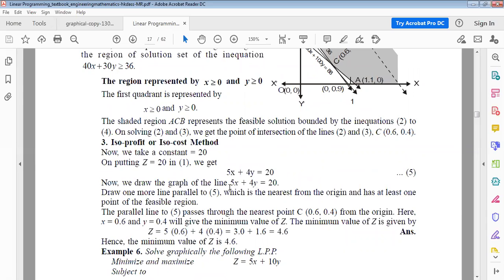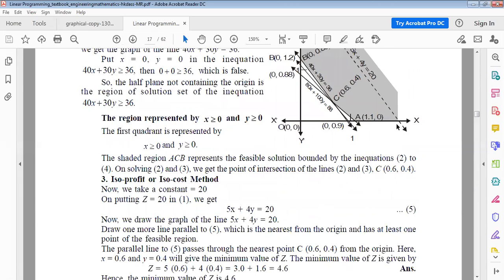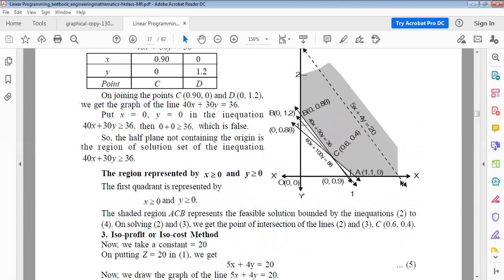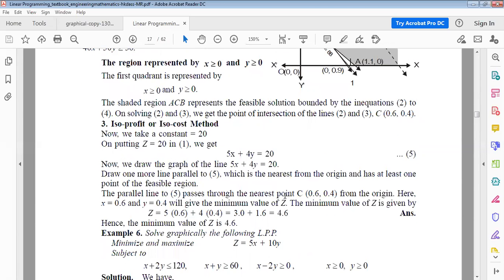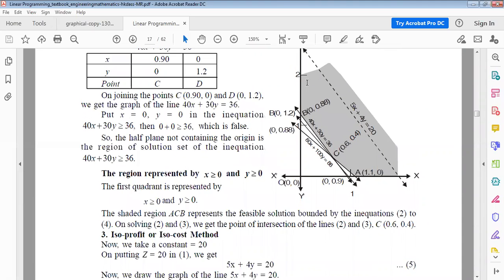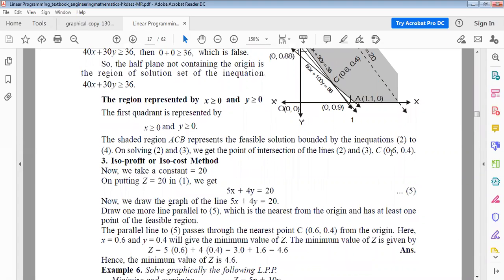So the points will be like this. This is the parallel line of 5x plus 4y after plotting for the objective function only. Now the parallel line to this passes through the nearest point, 0.6 and 0.4. This is the corner point, and this point is the very nearest.